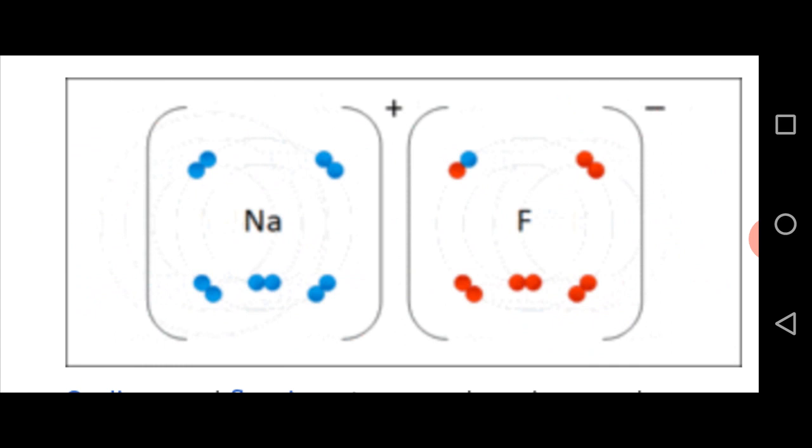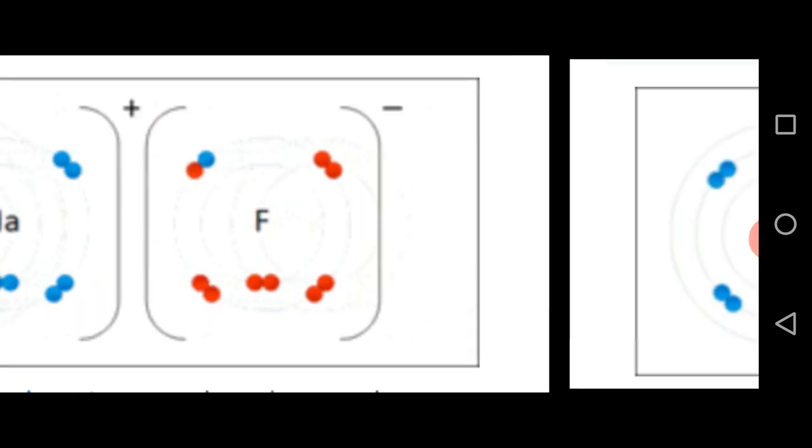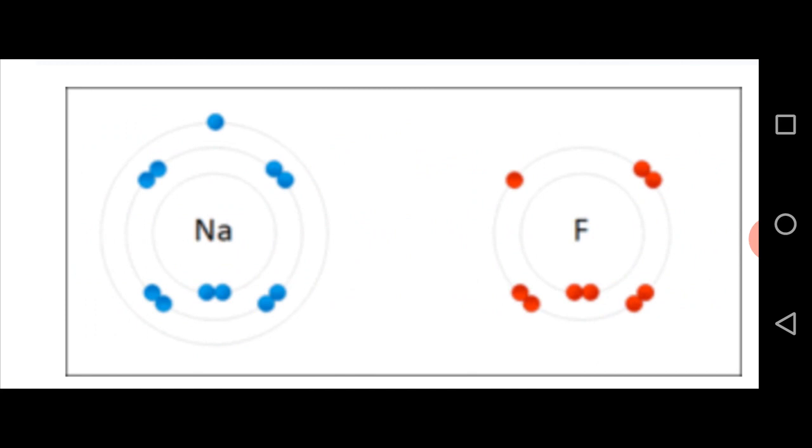Then sodium loses one electron and gives that blue one to fluorine, because previously fluorine is unpaired and sodium is also unpaired. But sodium has one electron in its outermost shell, while fluorine has 7 electrons in its outermost shell. So that one electron of sodium is lost and moves toward fluorine.